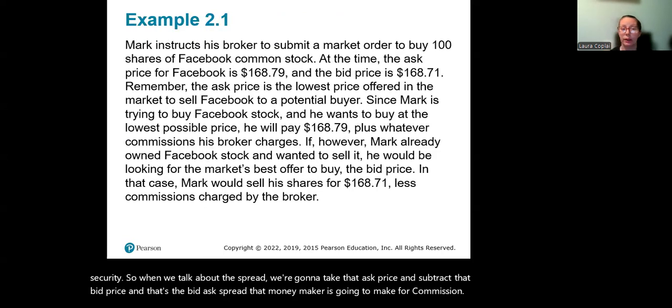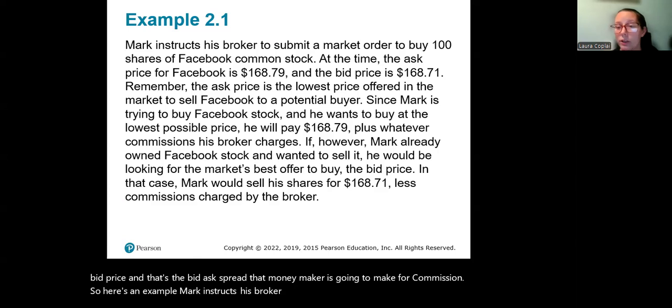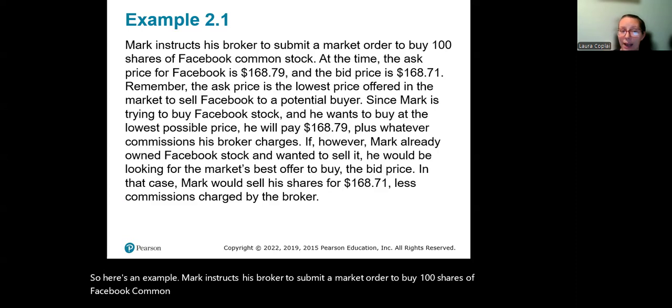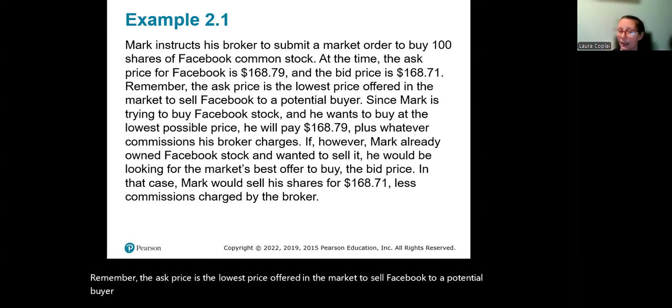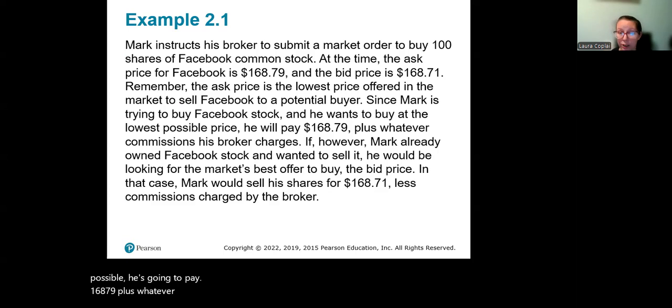So here's an example. Mark instructs his broker to submit a market order to buy 100 shares of Facebook common stock. At the time, the ask price is $168.79, and the bid price is $168.71. Remember, the ask price is the lowest price offered in the market to sell Facebook to a potential buyer. Since Mark is trying to buy Facebook stock and he wants to buy it at the lowest price possible, he's going to pay $168.79 plus whatever commissions his broker charges.